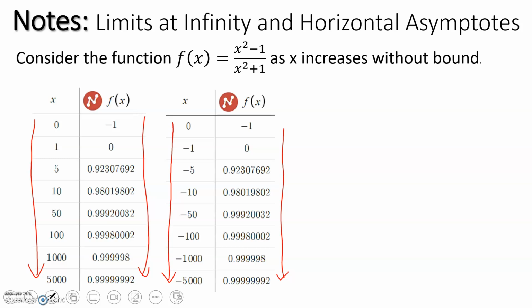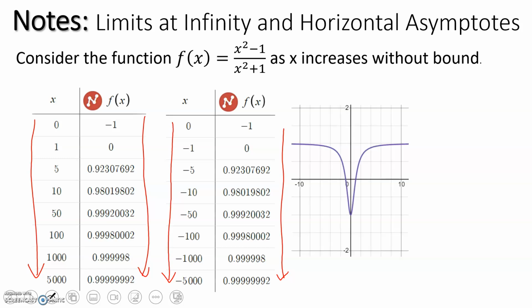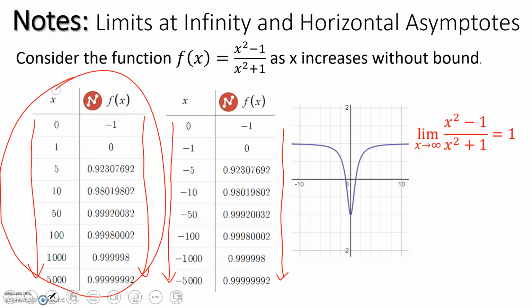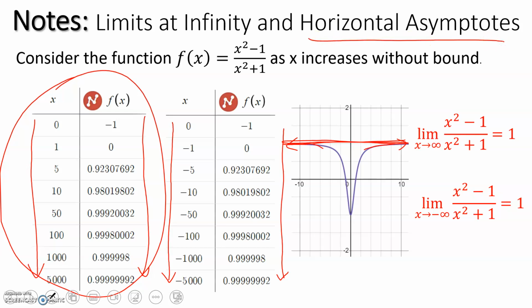So we have a couple of statements to make here. The first is the limit of our function as x approaches infinity, that's this first table, is 1. And then our second statement, the limit of our function as x approaches negative infinity is 1. When you look at the graph, it makes sense, right? We go forever to the right or forever to the left, and we're getting trapped by this horizontal line at 1. In this case, that means we have a horizontal asymptote, hence the title of our notes today.